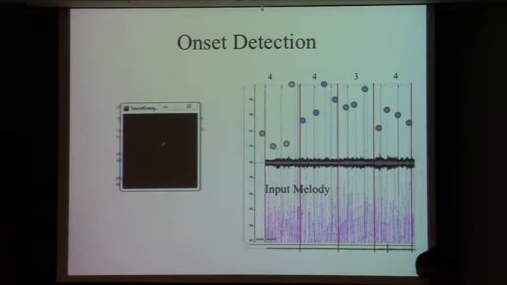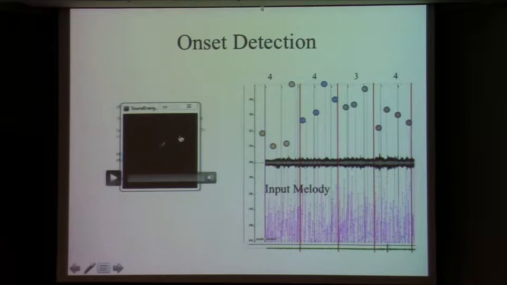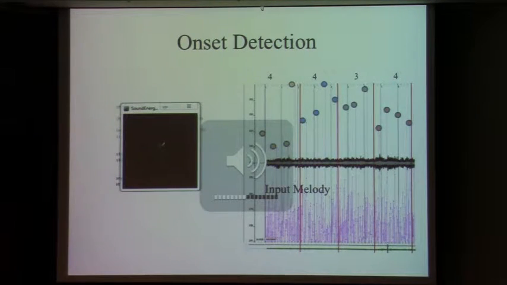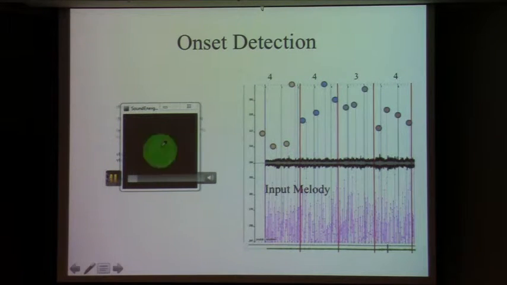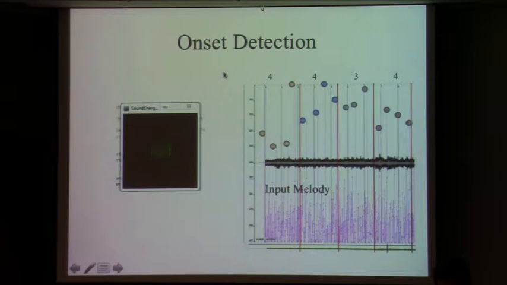The next stage is the onset detection, where we detect the pattern of the beats or the onsets in the input melody. For example, for the input melody on the right, you can see the pattern that we detected is 4-4-3-4. To give you an idea of how the algorithm works, we'll show a short video, where you'll hear music and also see when the beat and the onset is detected: the green circle goes big. Whenever the green circle is going big, that's when the onset or the beat has been detected.